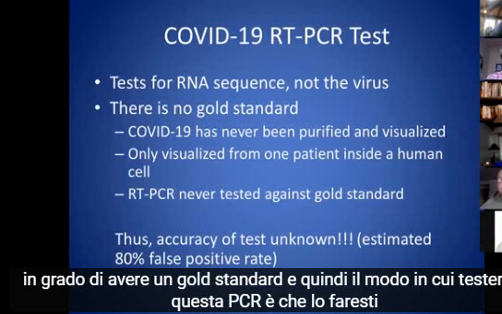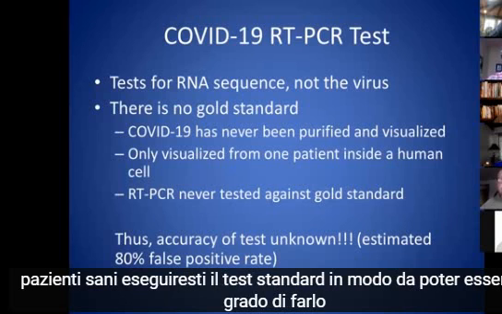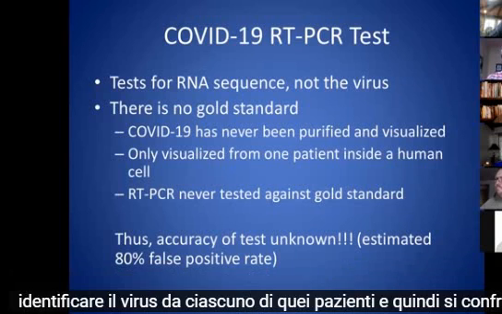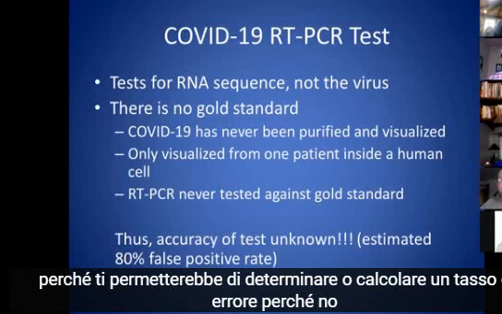We know it didn't come from anywhere else because now we have a pure sample of only these particles. Then we would be able to have a gold standard. And so the way you would test this PCR is you would have a group of sick patients, and then you would have a control group of healthy patients. You would perform the gold standard test, so you'd be able to identify the virus out of each of those patients. And then you would compare the results of the PCR test to that gold standard.